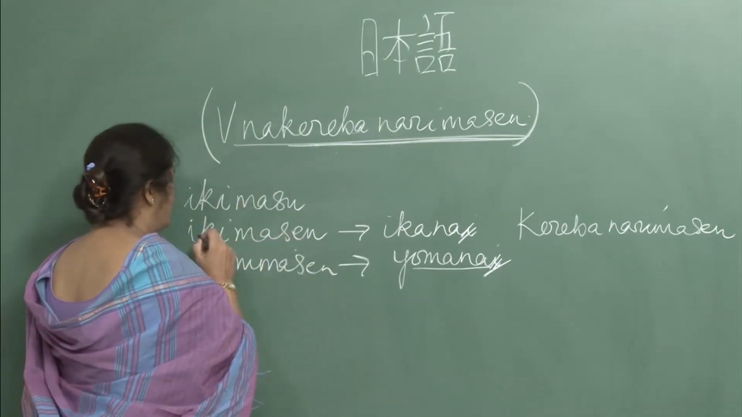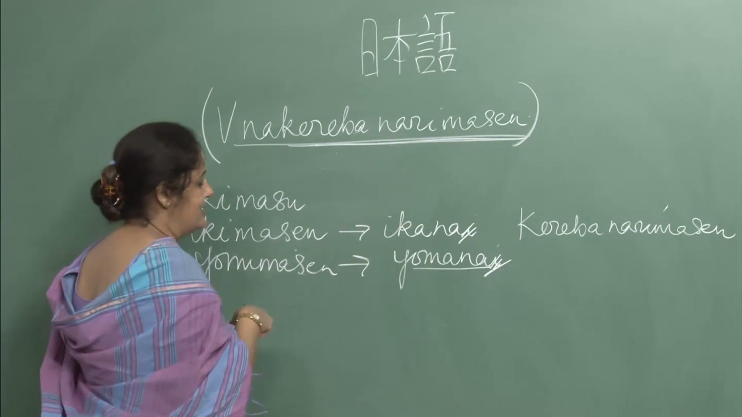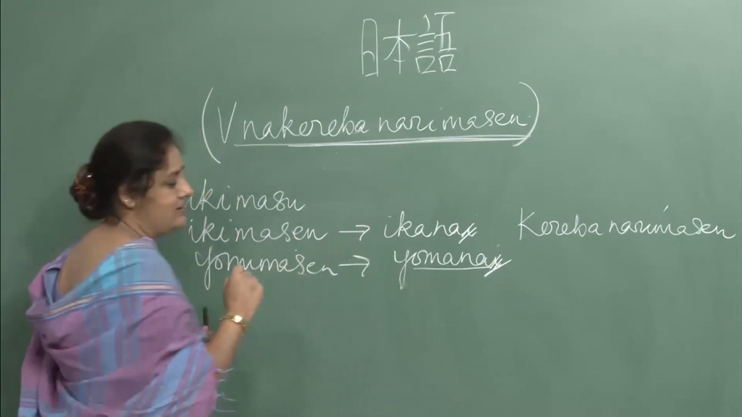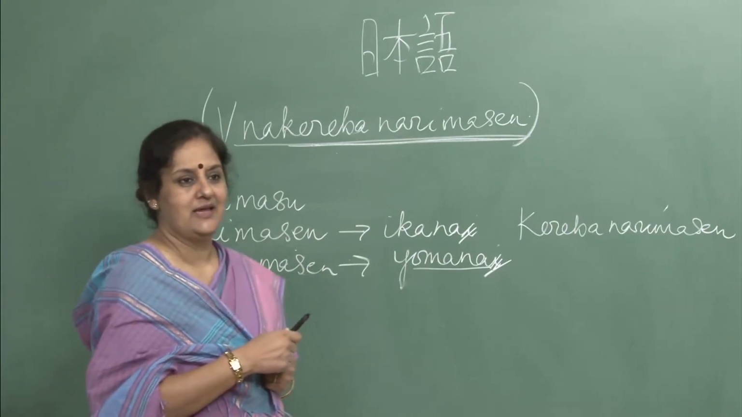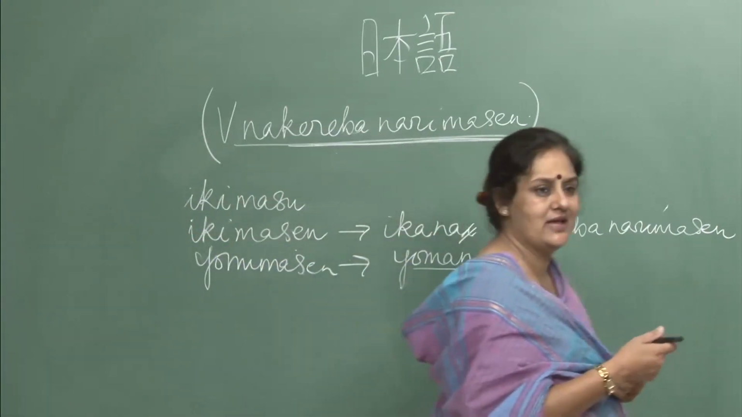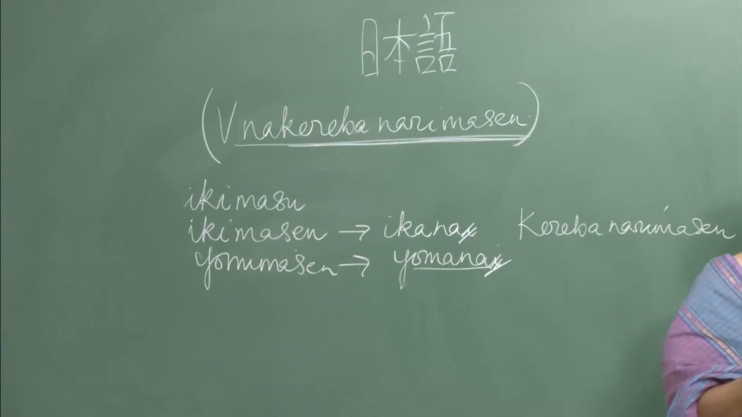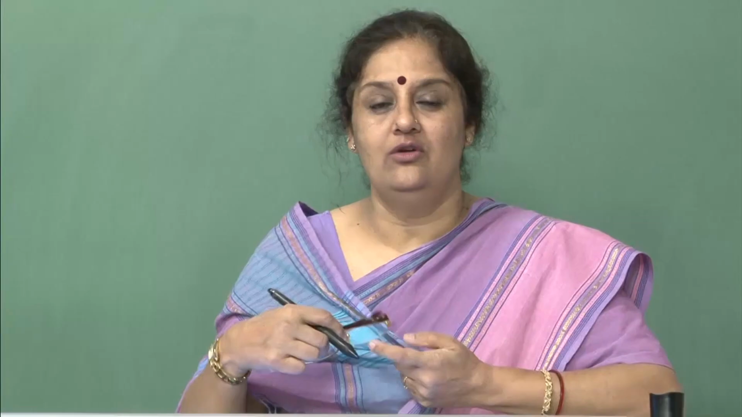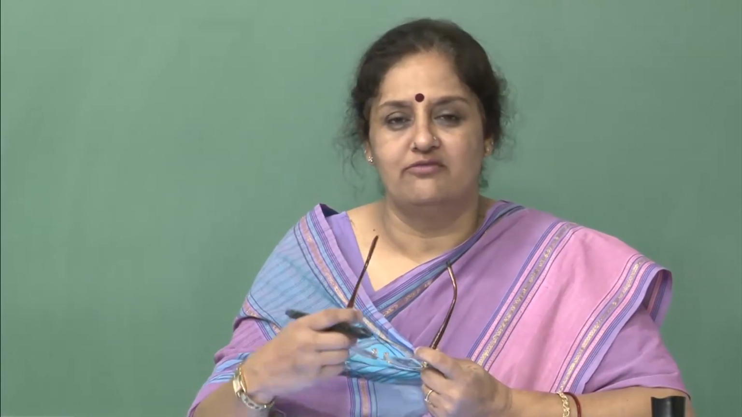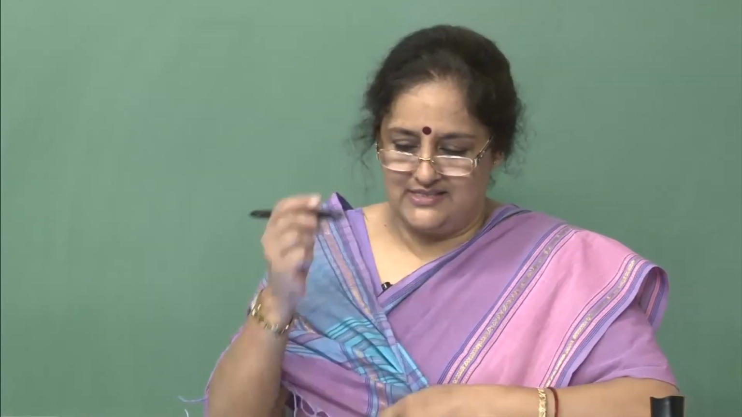a little tongue twisting, but once you get used to it, it is not that difficult at all. You can practice this like ikanakereba narimasen, yomanakereba narimasen, and other verbs like nomanakereba narimasen, kakanakereba narimasen, kikanakereba narimasen, tabenakereba narimasen. So, any of these verbs you can practice loudly, so that the sound of nakereba narimasen gets very clearly inside you and you feel more comfortable with nakereba narimasen.